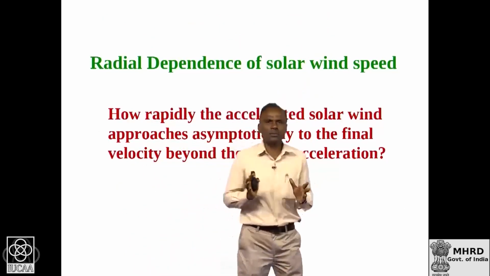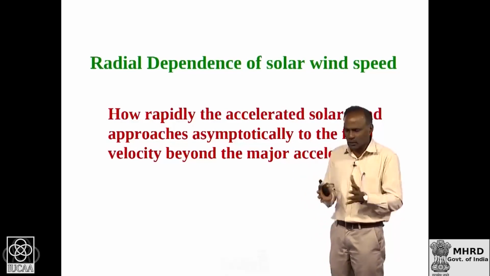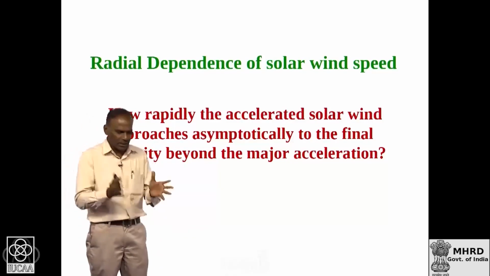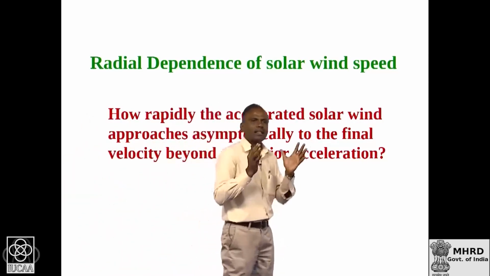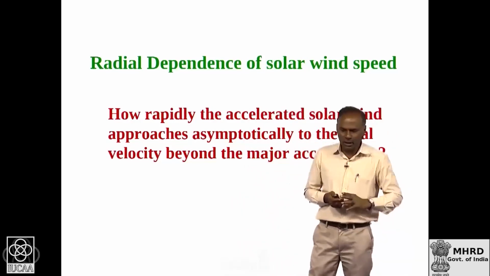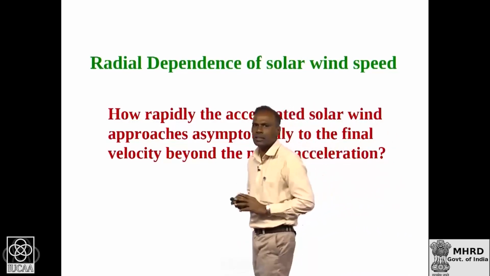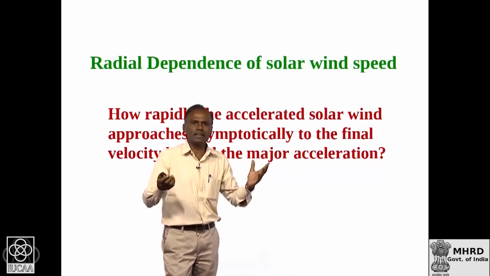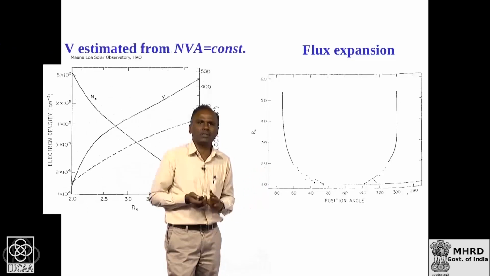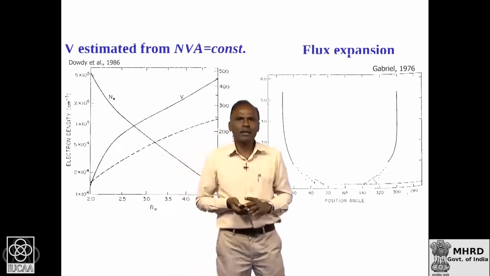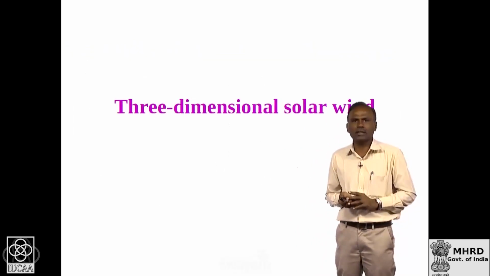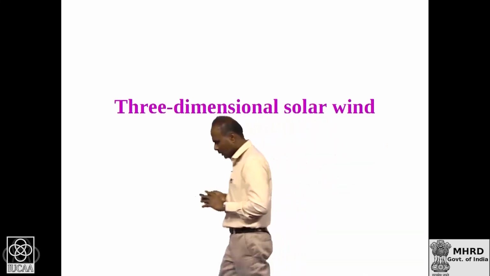Okay, the radial dependence of the solar wind. So, so far we saw the origin of the solar wind. Thermal energy plays a major role, magnetic energy plays a major role, and how the magnetic field evolves with distance from the sun also plays a major role. How rapidly the solar wind is accelerated, and then reaches the final speed. So, for example, we see the expansion factor, and the continuity equation also plays a part. So, let us see the three-dimensional view of the solar wind.